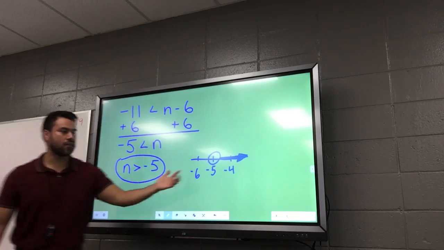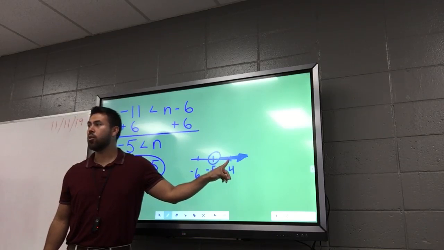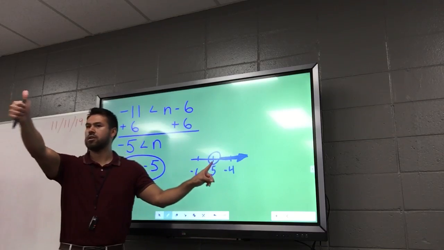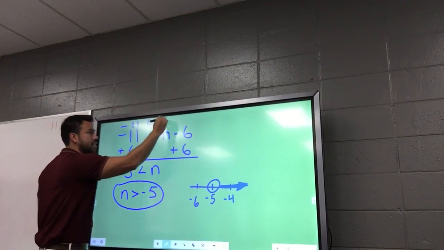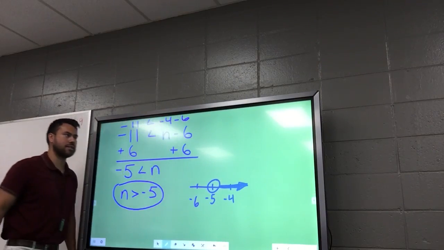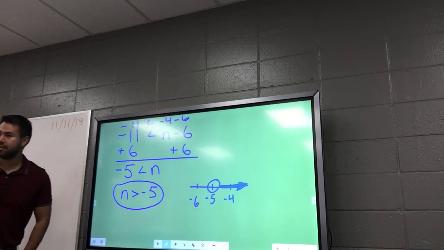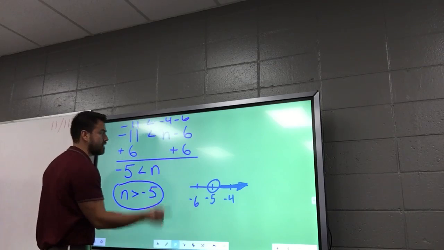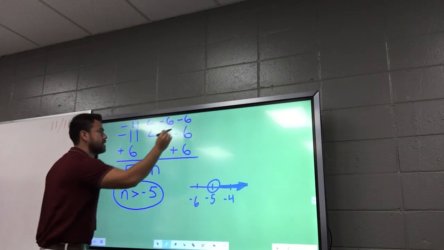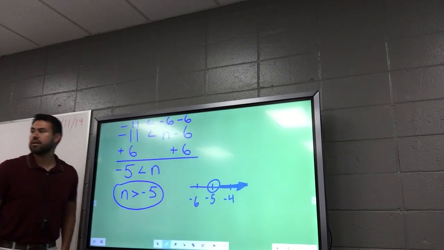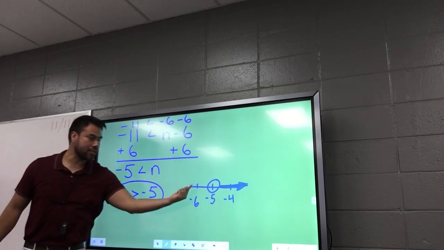Now, guys, listen to me carefully. All of these can be checked. Is negative 4 a solution? According to this little graph, is negative 4 an answer? Yes. And you're like, well, what do you mean? Negative 11 is less than negative 4 minus 6. What's negative 4 minus 6? Is negative 11 less than negative 10? Yes, so that checks. Is negative 6 an answer? Shouldn't be. Let's see. What's negative 6 minus 6? Negative 12. Is negative 11 less than negative 12? No, that's why we didn't shade this side.